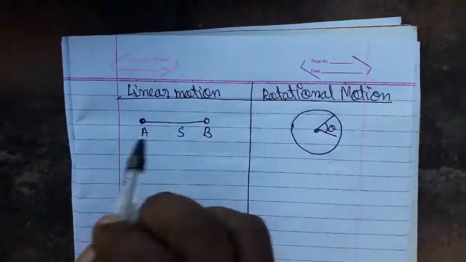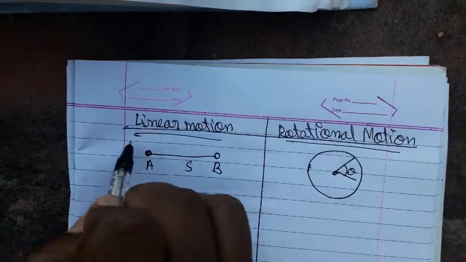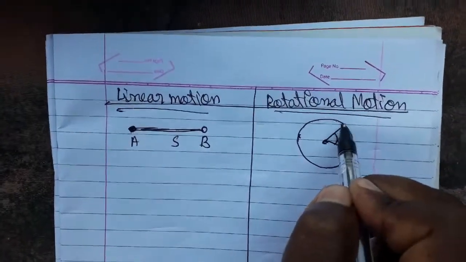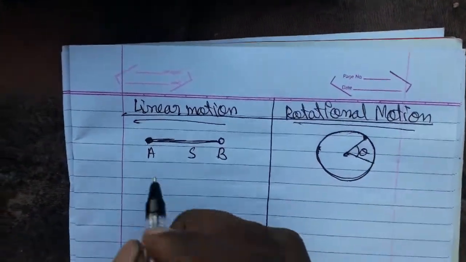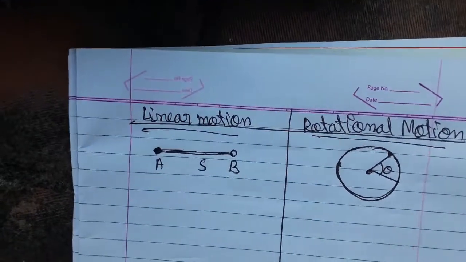Hello friends, today we are going to learn the difference between linear motion and rotation motion. In linear motion, the object is moving from one place to another place. In rotation motion, the object will move with a fixed center. So what is the difference between linear and rotation motion, and many of the equations we are going to see.